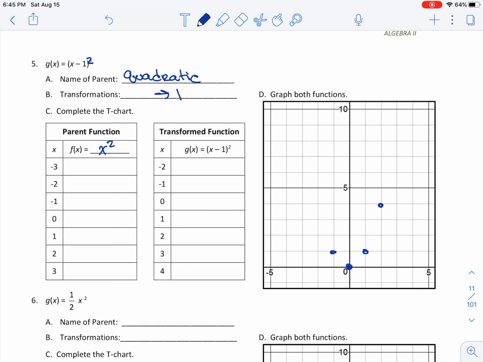At 2, it's 4. Let me get this U shape right there. Notice they do one more set of points than I do. That's fine. And then that transformation says, hey, move to the right one. So I moved all of those points right one, and I just get a U shape that's shifted over just a little bit.